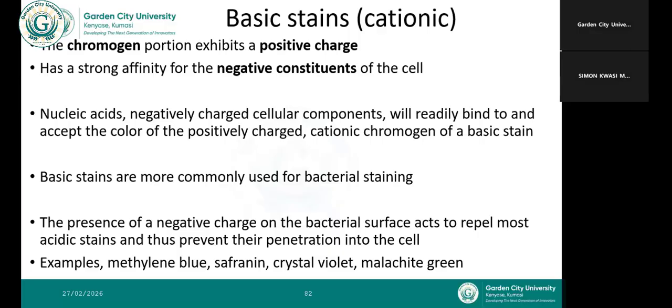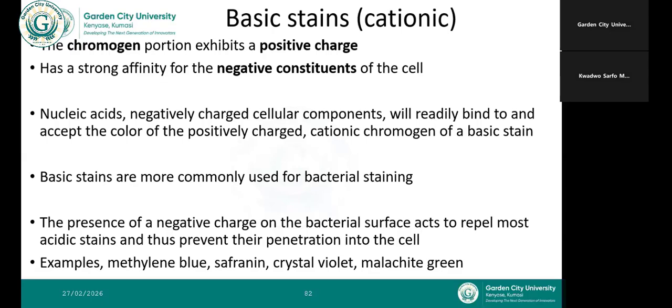Yes, please. Right. Yes, sir. So Raja is asking, does this staining being negative or positive charge have any effect on whether the bacteria is gram-positive or gram-negative? That's what we are able to use to distinguish bacteria as being gram-positive or gram-negative. We shall come to it, but it's not the charge on the chromogen that is making the bacteria gram-negative or gram-positive. Raja, please take note of that.